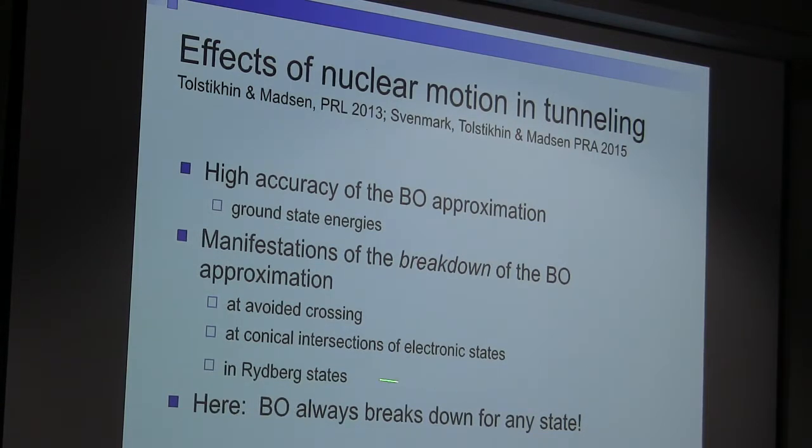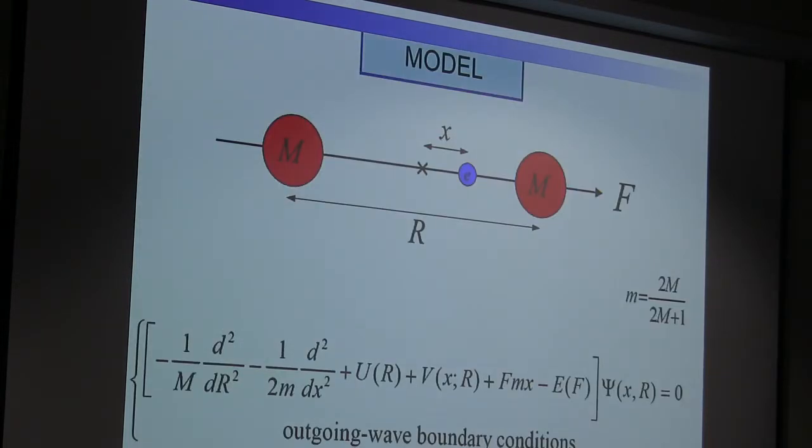bubble. And now the intriguing point that I want to make here is that in fact in tunneling, you will always reach a regime where the Born-Oppenheimer breaks down for particular field strengths. So to do that calculation, we chose a simple model, because we illustrated this initially in the model. So here we have the nuclear motion, and here we have the electron motion, and here we have the Schrödinger equation for the combined system.